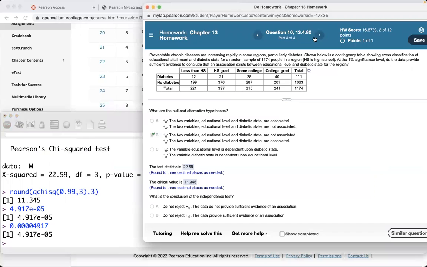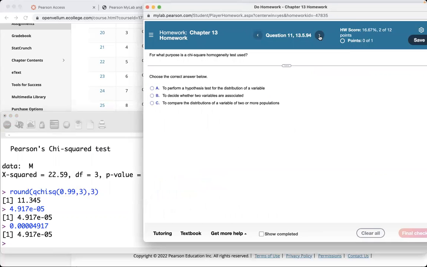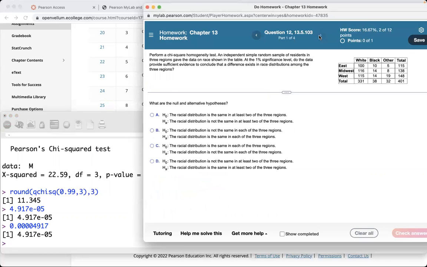So that's that. And then question 12 is actually completely similar to question 10, so I'm not going to talk about that. Question 12 is basically asking, is there an association? Sorry, it's a homogeneity test. Again, that's done completely the same way as question 10, so I don't feel the need to go over that either.